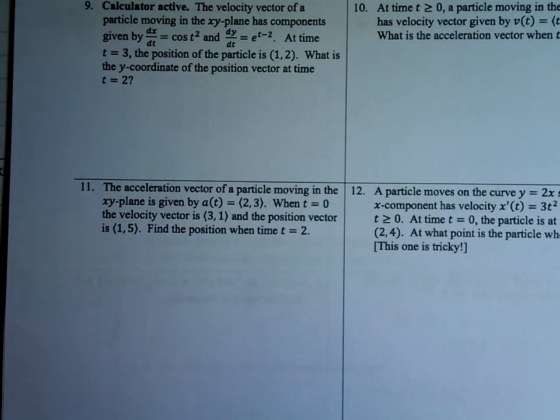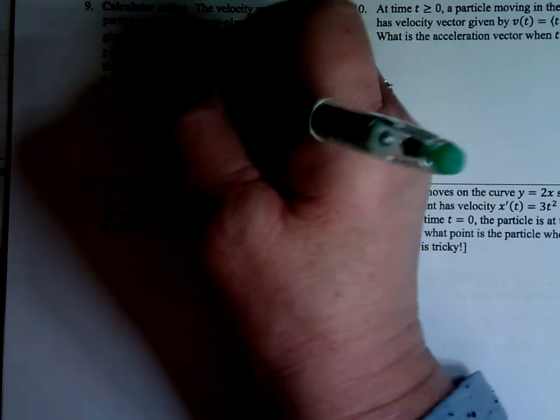The velocity vector of a particle moving in the xy plane has components given by dx over dt is cosine of t squared, dy over dt is e to the t minus 2. At time t equals 3, the position of the particle is (1, 2). What is the coordinate of the position vector at time t equals 2? So, this is like the problem we did a few minutes ago. But this time they only want to know what is the y coordinate.